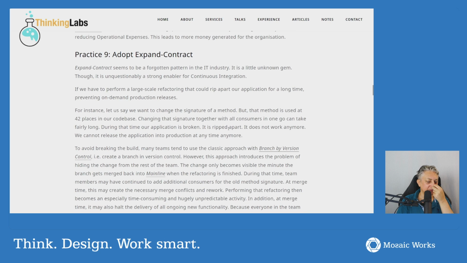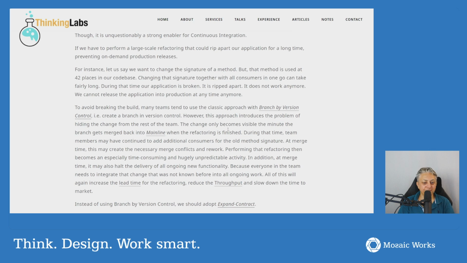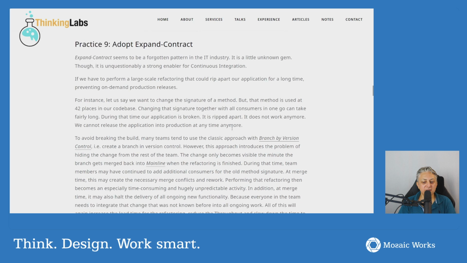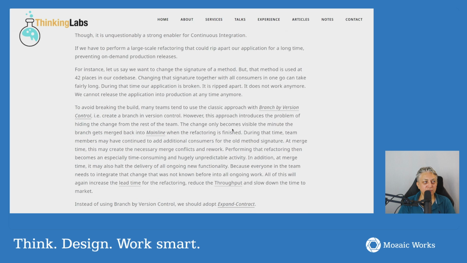Practice 9, adopt expand contract. Expand contract seems to be a forgotten pattern in the IT industry. It is a little unknown gem, though it is unquestionably a strong enabler for continuous integration. We did a whole video on expand contract. Basically what it means is whenever you need to modify something, first you expand, basically you duplicate, then you make the modification, then you move the flow of code through that thing that you modified, test it, and then you remove the old thing.